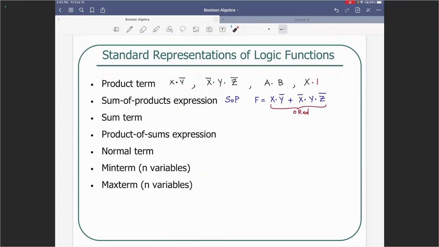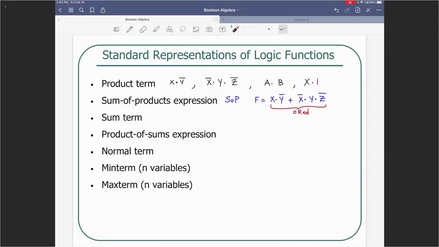Again, let us talk about this. Is a sum of products expression a unique expression for a logic function? When I say f equals this, is this the only SOP form I can have for a logic expression? No, absolutely right. Sum of product expressions are not unique.